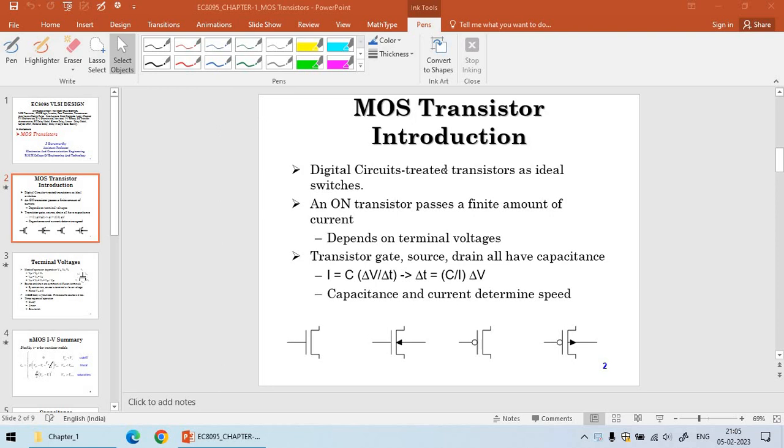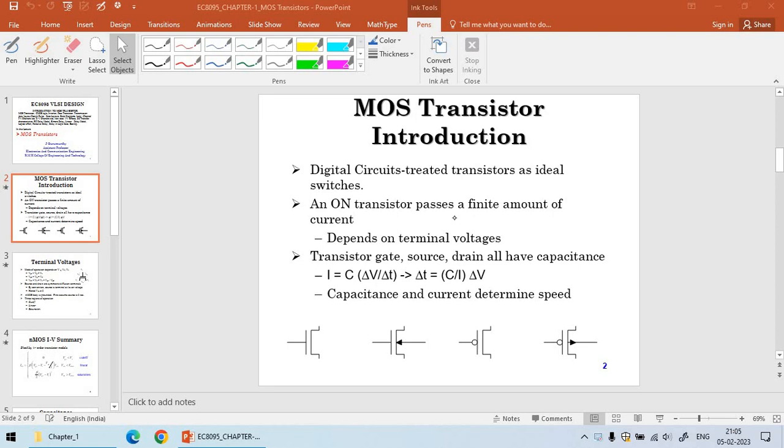The transistor is going to be acting as a switch in digital circuits. An on transistor passes a finite amount of current, and this amount of current is going to be determined by the region in which the device is going to operate.